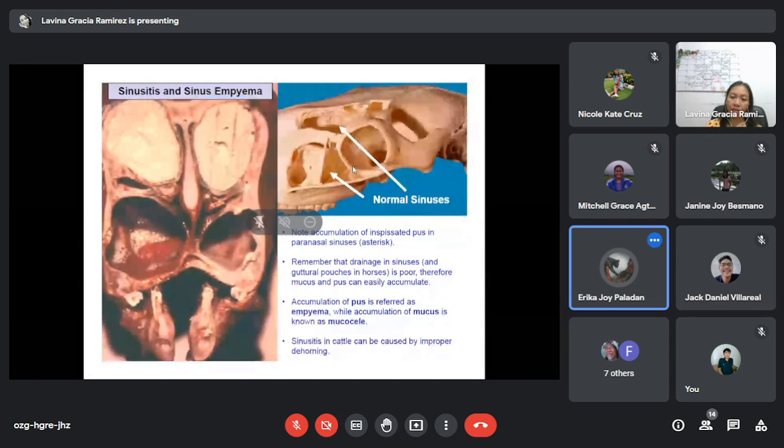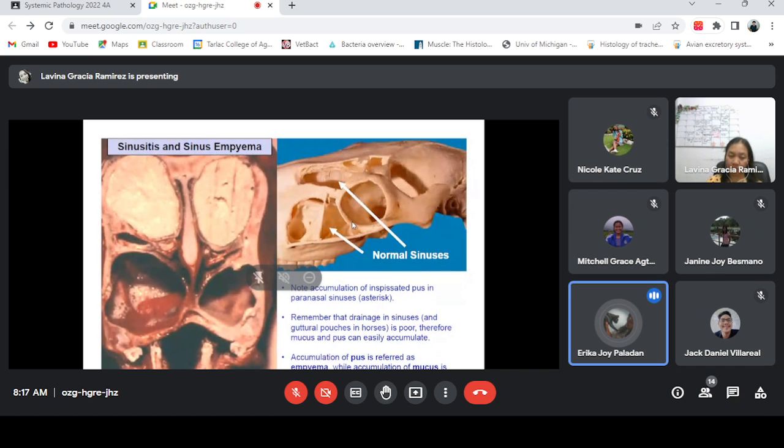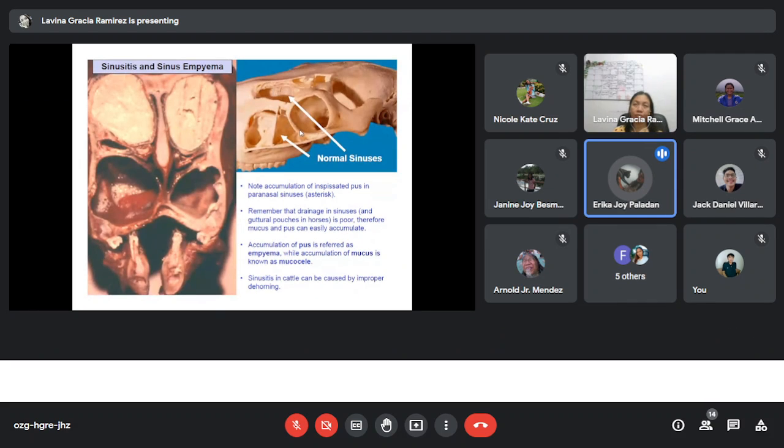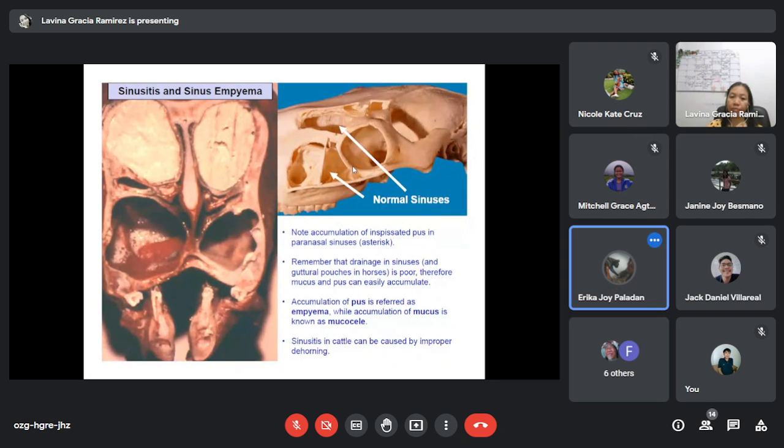And an example of mucopurulent rhinitis in dogs is the mucopurulent discharge from the nostril, where a viral infection can predispose the dog to secondary bacterial rhinitis. And the most common organism here is Bordetella bronchiseptica. Then Streptococcus and Staphylococcus. That's it, Doc.